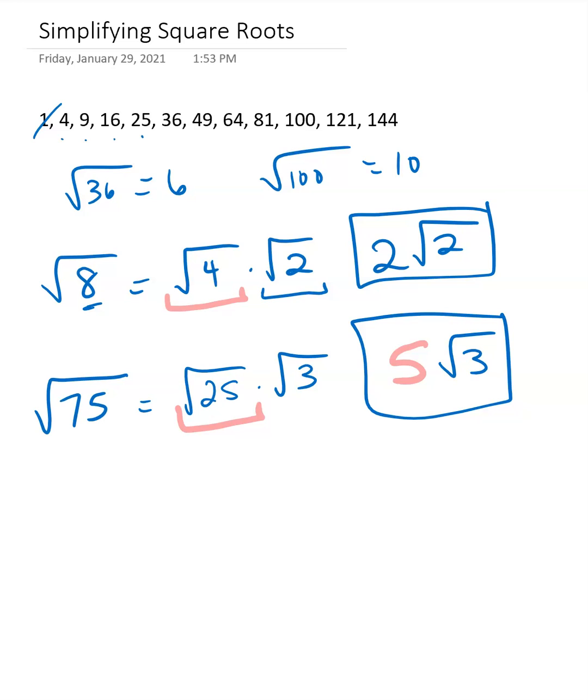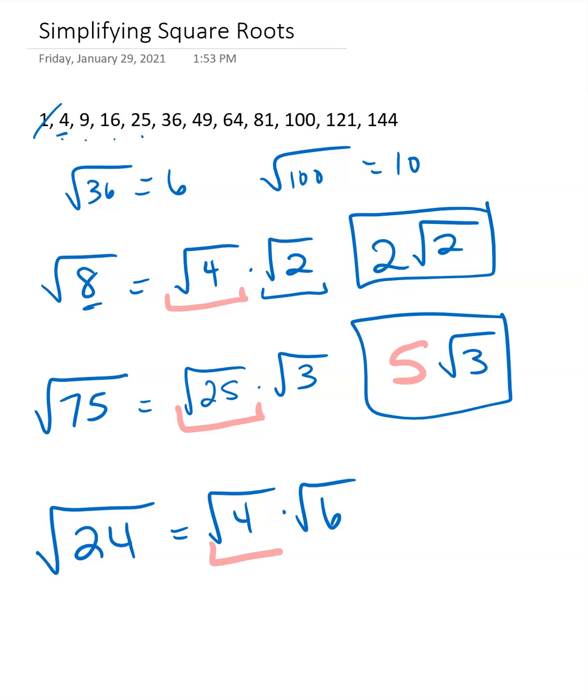I'm going to do one more of these. Let's say we have the square root of 24. So we look at 24 and we go through our list and say, what's the biggest number that goes into it? It's a factor. Well, 4 is the biggest one that's a factor. So it would be 4 times, and whatever 4 times to get 24, and that's 6. So the square root of 4 is 2. And 6 doesn't have any perfect squares in it, so 2 times the square root of 6.